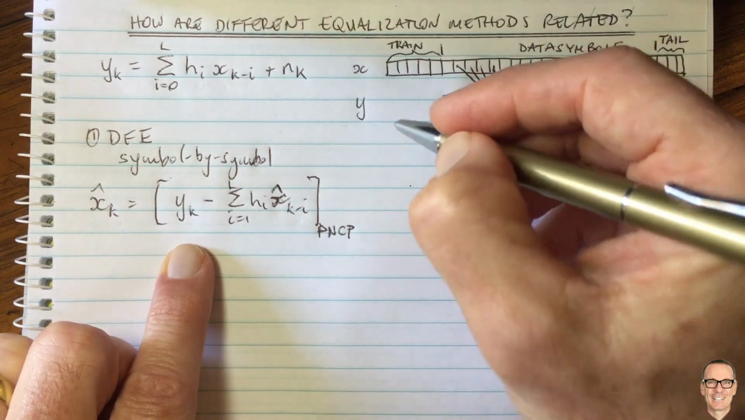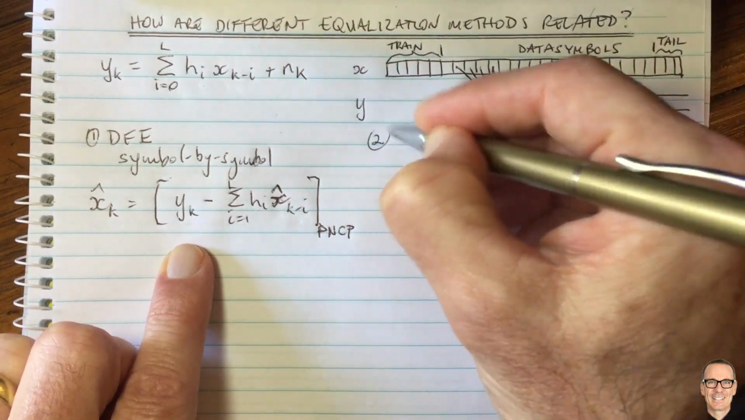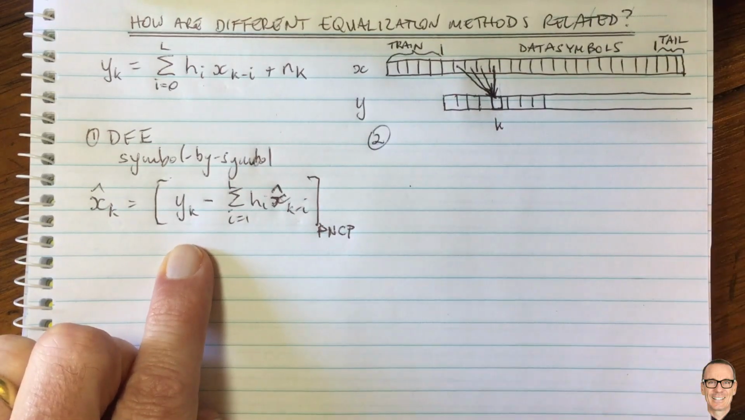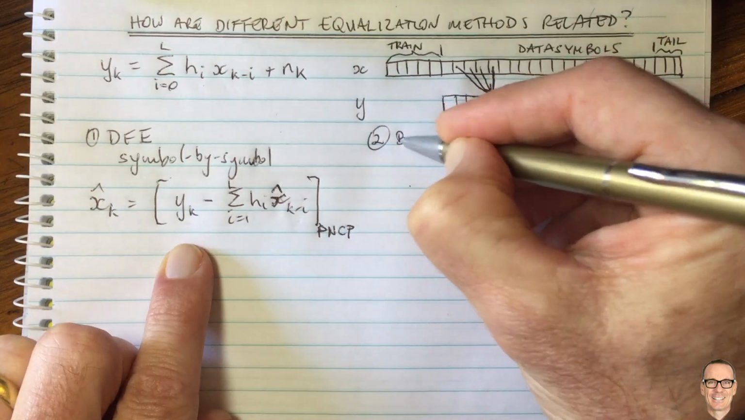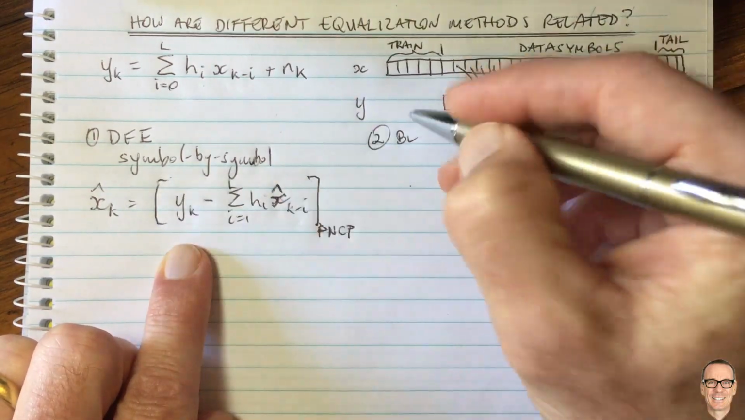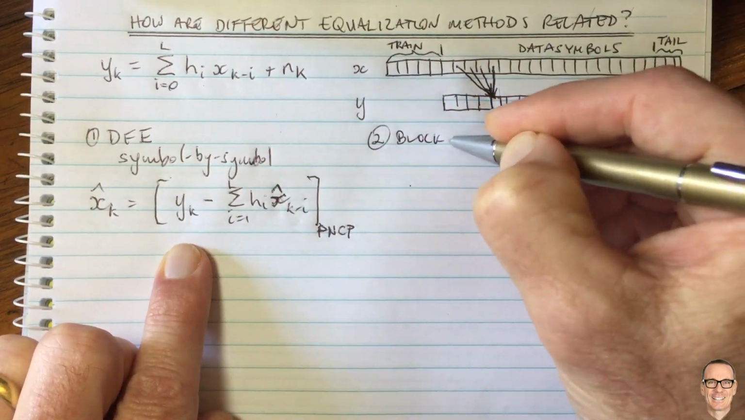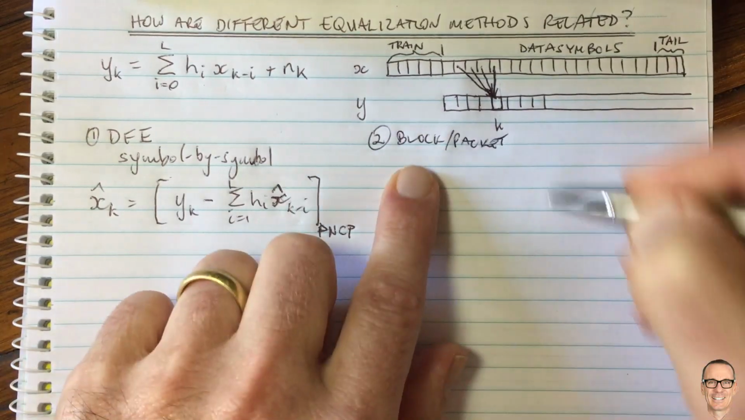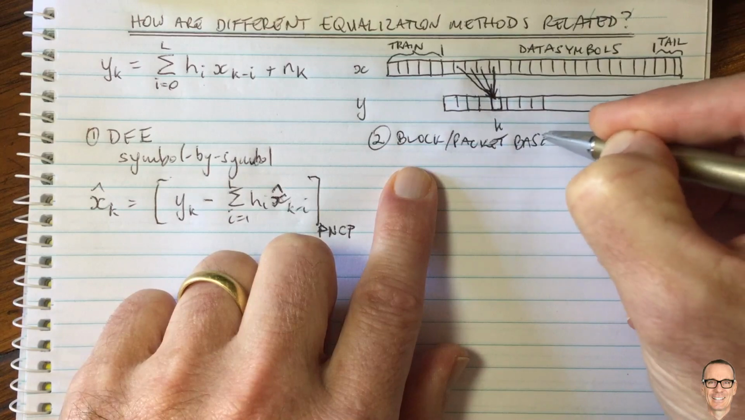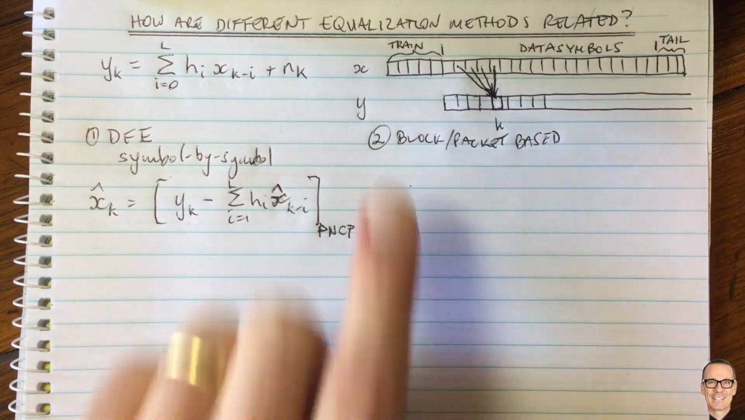Okay, so what is another approach? Let me pick another approach here. And actually all of the others are going to be of this type. They're going to be block or packet based. So rather than symbol by symbol, they're going to be block or packet based. And what do I mean by that? All the other ones are of this type.